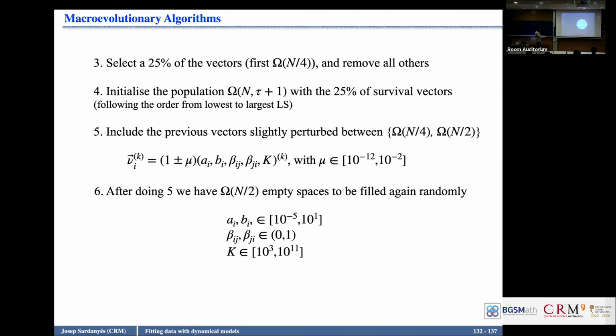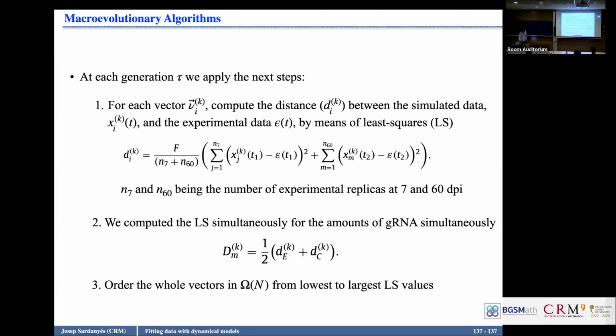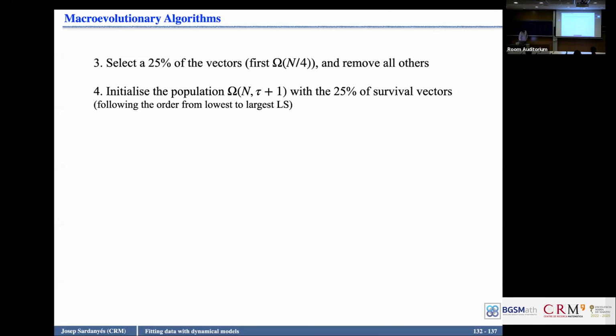After we fill the third of the lattice with this variation of the best parameters, then I have n divided by 2 empty spaces, which are filled again randomly. And then I return to 1. With this new population, I return to 1, and I do again the same, and I iterate.